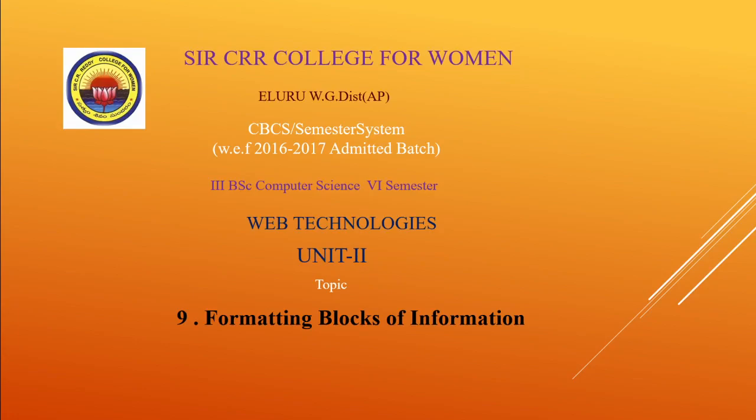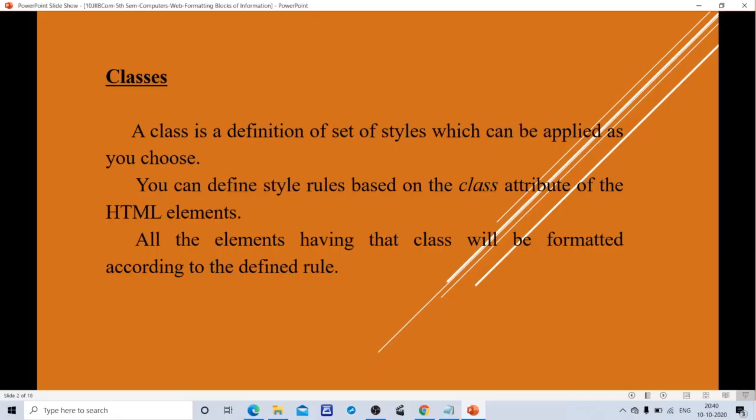Classes. For defining a set of styles we use a class. A class is a definition of a set of styles which can be applied as we choose, for defining style rules based on a class attribute of the HTML elements. All the elements that have the class will be formatted according to the defined rule.